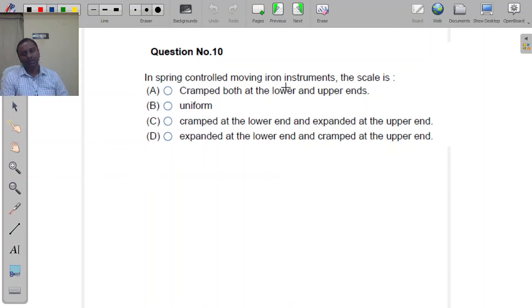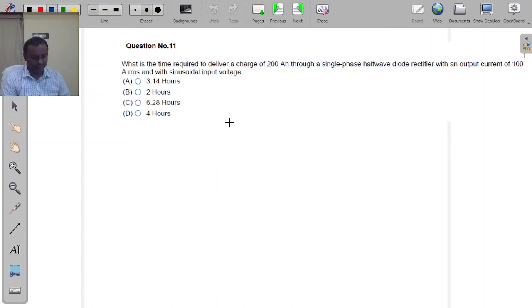In a spring control moving iron instrument, the scale is cramped at the lower end and expanded at the upper end. The answer for this question is option C. Moving into the next question.